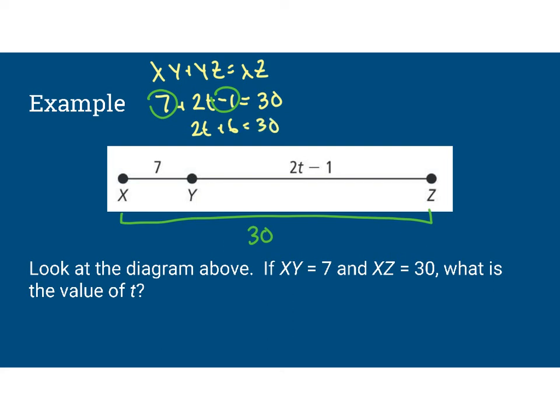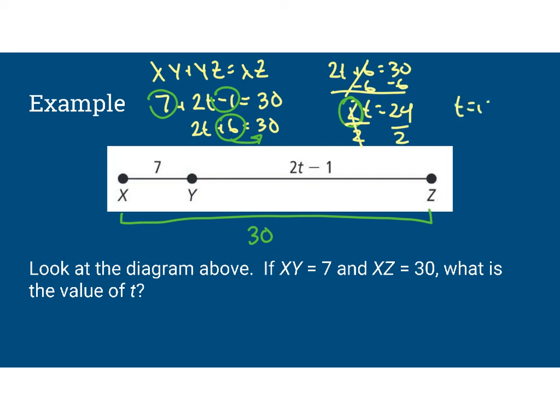I have to get t by itself. So the first thing I got to do is get that 6 off of this side. So I'm going to take 2t plus 6 equals 30. I'm going to subtract 6. 2t equals 24. I want the t by itself. This 2 needs to go here. So to undo multiplying, we divide by 2. I get t equals 12.